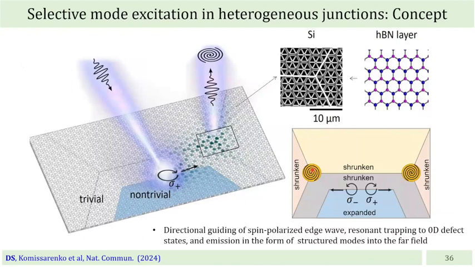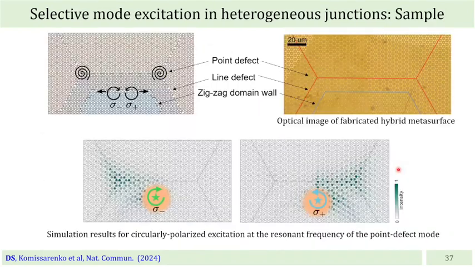So then, to demonstrate some advanced functionality, we designed the trapezoid-shaped cavity, a trapezoid-shaped geometry formed by a separated line defect and domain wall. So the spin polarized wave of particular helicity can be excited by circularly polarized light at the domain wall, can be guided to the corner junction, and if driven at the resonant frequency of the point defect, it would lead to the excitation of the polaritonic mode confined to this corner.